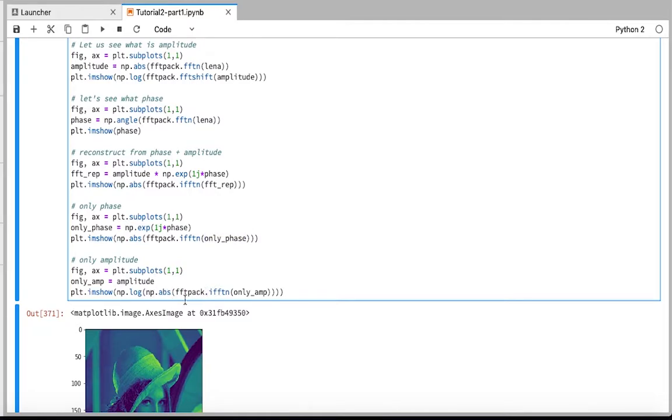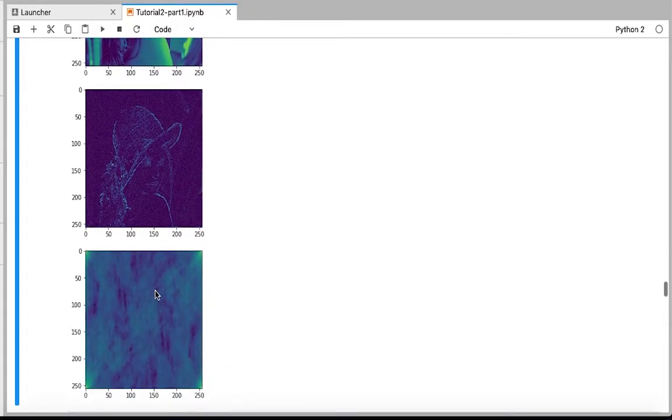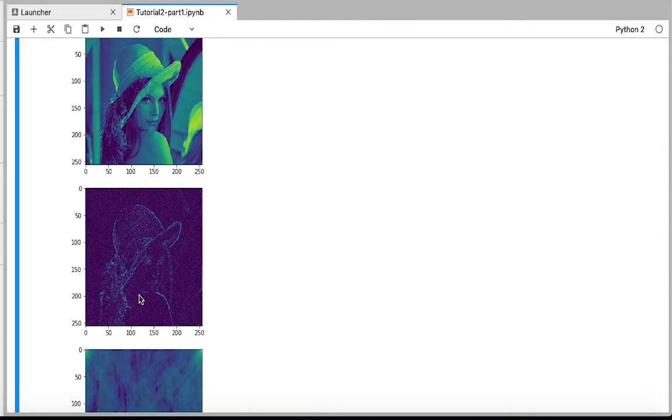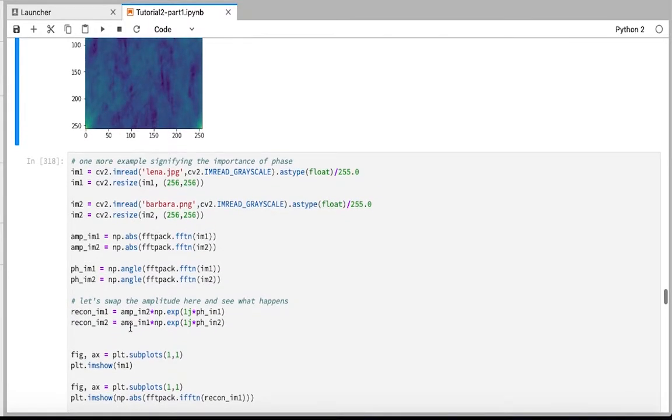I just did the same thing, and again I used log for visualization. So basically I did the inverse Fourier transform of the amplitude and then just viewed it, right? This is what you get when you use the amplitude. It just means nothing. You don't see any structure. So basically, when you take a Fourier transform, most of the information is captured in the phase, and not in the amplitude. So let's see one more example.